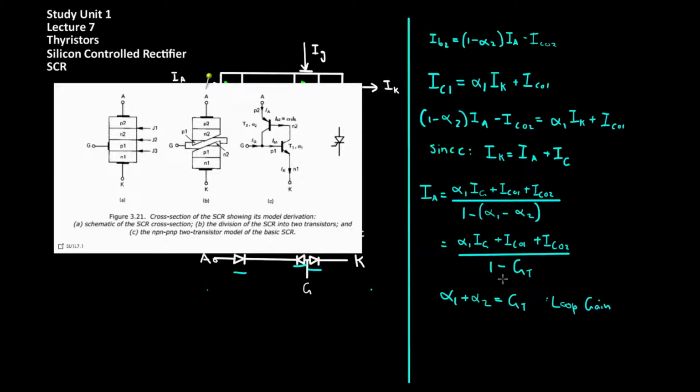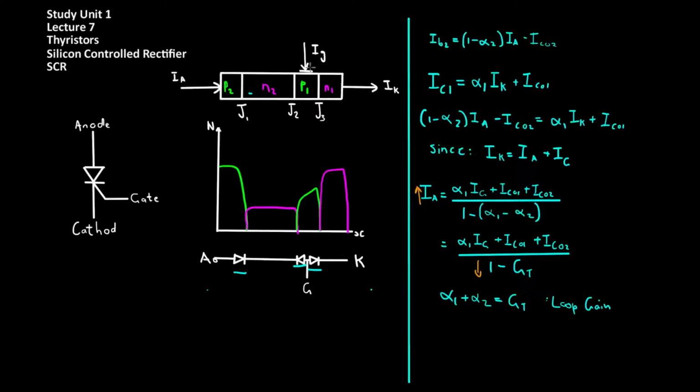By inspection, it can be seen that as the loop gain approaches unity, the denominator of this equation for the anode current becomes very small, which results in an increased current through the device. What is effectively happening here is that the two transistors drive each other into saturation, allowing more and more current to flow through the device. To turn the device on, current is injected into the gate. Initially, the alphas of each transistor are quite small but rapidly increase. Eventually, the device turns on completely and the injected current from the gate is no longer required.